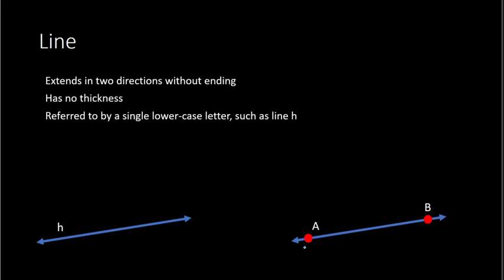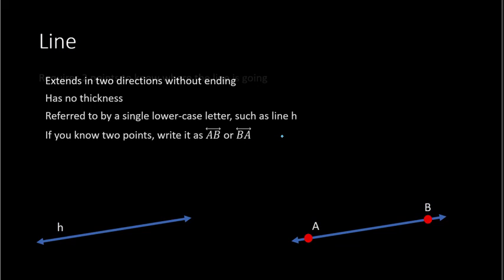So right here, we can use a single lowercase letter. Or if you know 2 points on the line, like here we have A and B, we can write this line as line AB with the line symbol above it, or BA with the line symbol above it. As long as we have the 2 points that are on the line, it does not matter the order in which I write them.